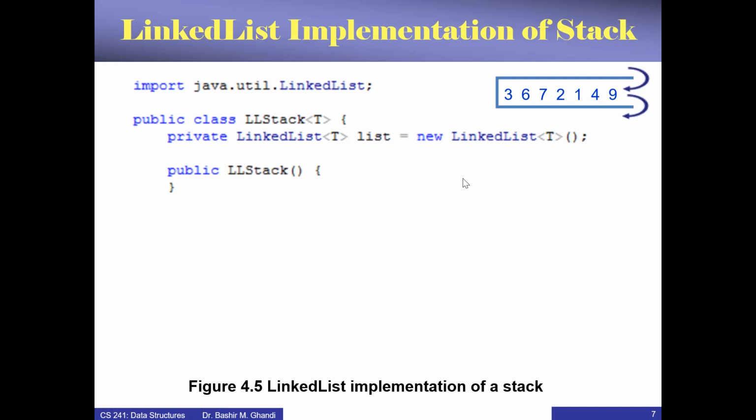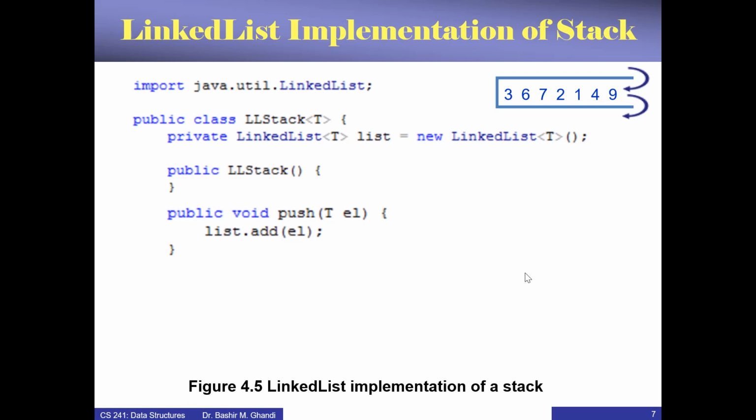In terms of push, no change compared to the array list implementation. We just need to call the add method, because add will always add at the end, both for the array list and for linked list. So add will add at the end. Just say list.add. Okay, what about pop?